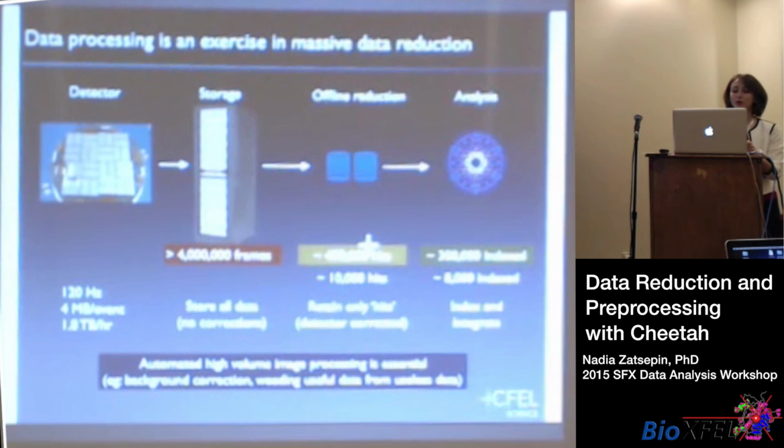Now, the same idea of the protocol of the data analysis from the point of view of how much storage you need and how much data there really is. We covered about 2 terabytes per hour. You may end up, let's say, with 4 million frames. Now, a lot of these are shots which miss crystals. So you will never have 100% hit rate.